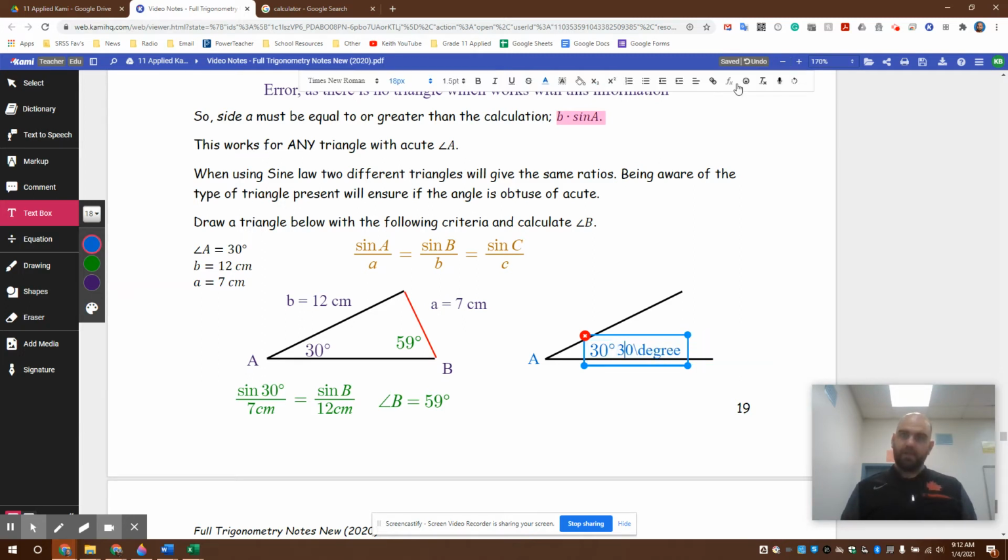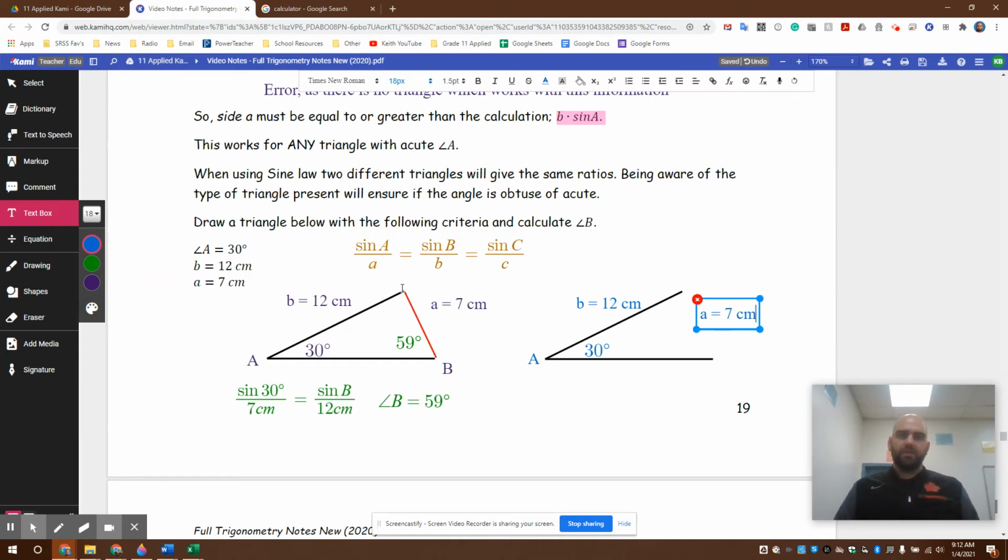All right, my typing program is having some fun with me here. Okay, so A is 30 degrees. And at the same time as before, B is 12 centimeters. And we're told that A is equal to 7 centimeters. We want to try to find out angle B.